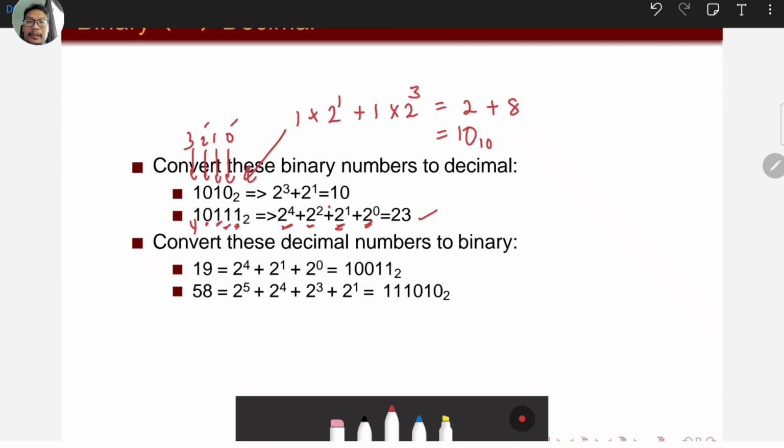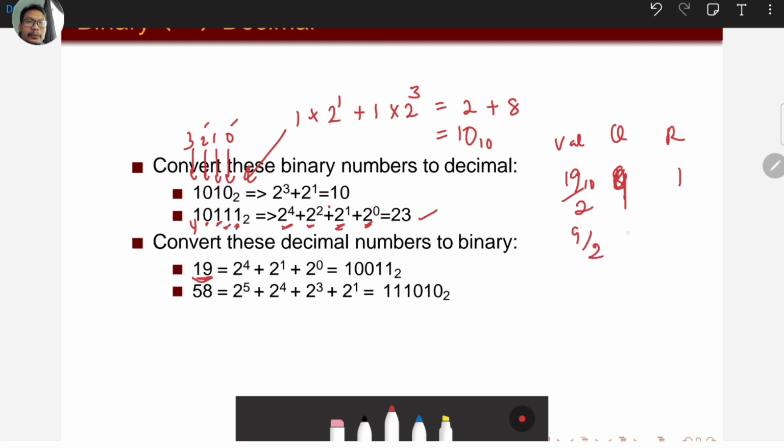Okay, so now convert decimal numbers to binary. Here we use repeated division. Again, we're going to start with 19 base 10. What we're going to do is divide by 2. We have the quotient and the remainder. 19 divided by 2 is actually 9, sorry, with remainder 1.